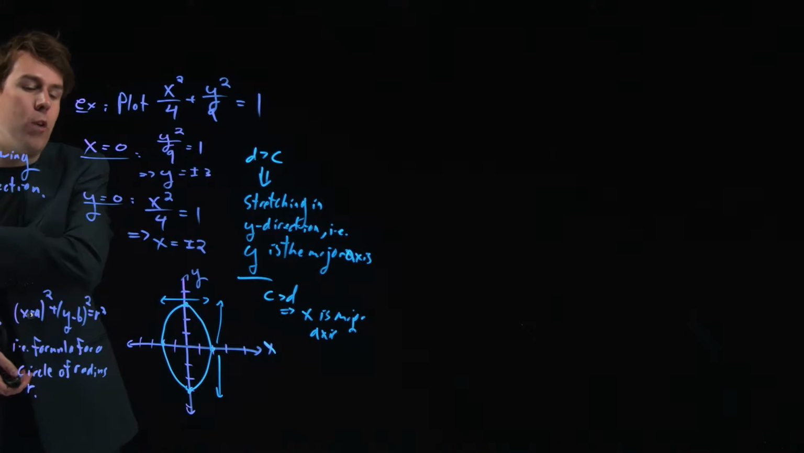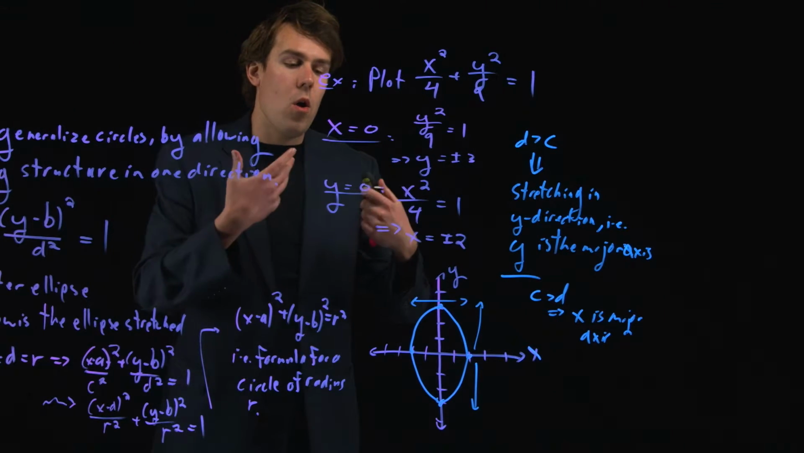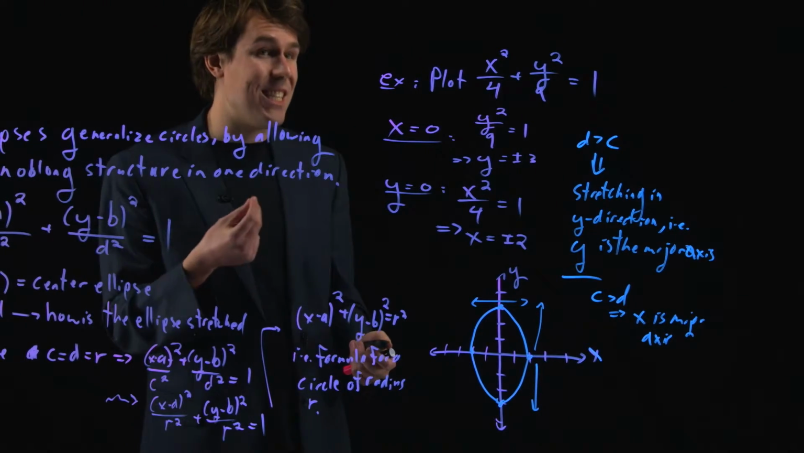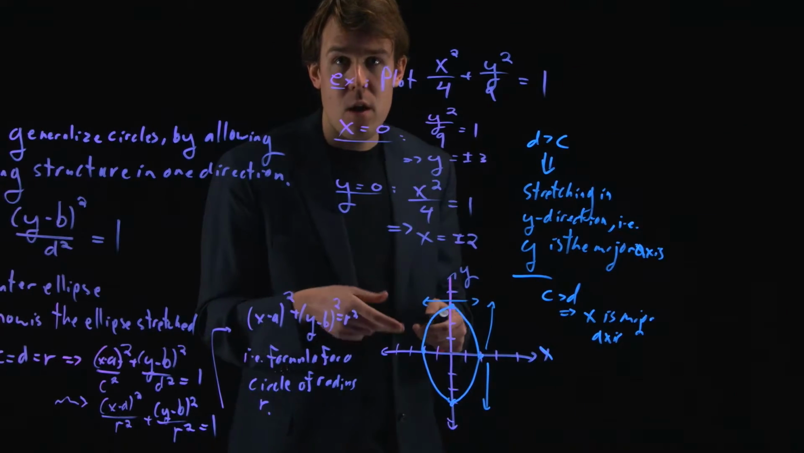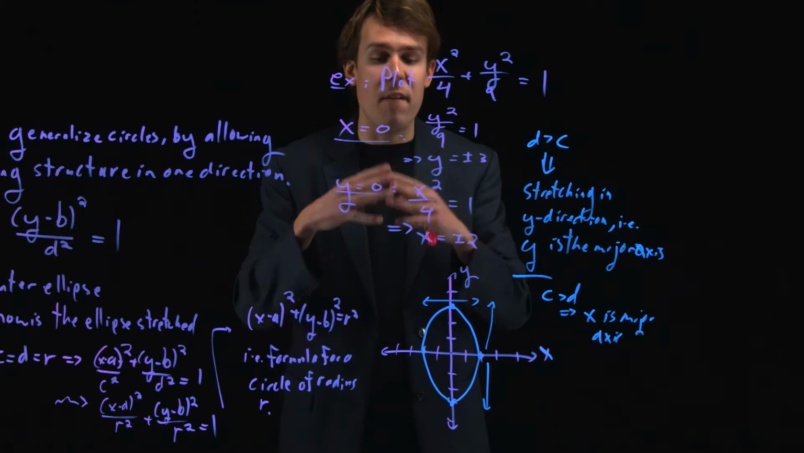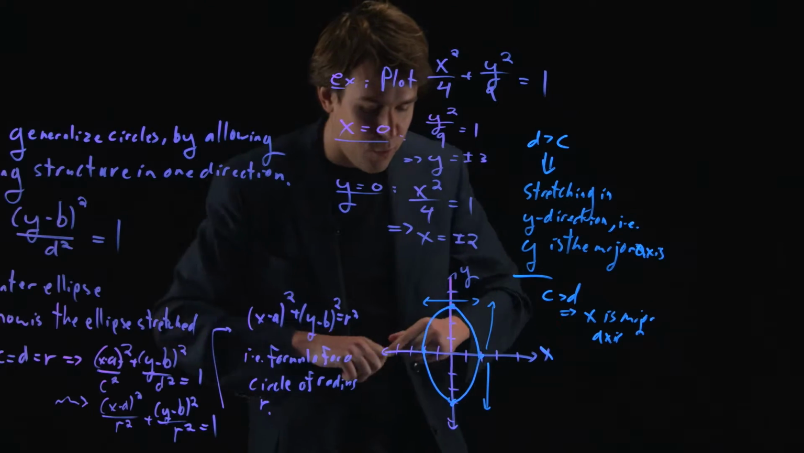Now, there's one more interpretation of an ellipse that might be convenient for us, which is to think about it in terms of sets of points, fixed distances from other points. So this is similar to a circle. We wanted to define a circle as a set of points a fixed distance from the center. Here, that doesn't make sense for an ellipse.